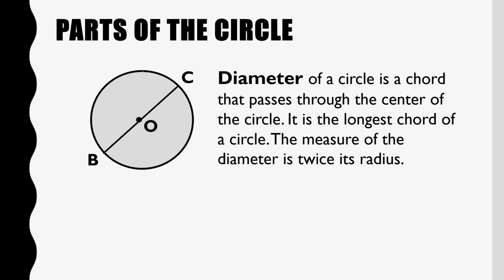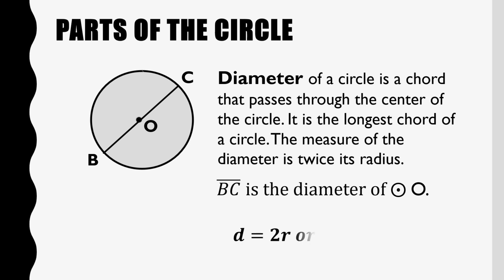The diameter of a circle is a chord that passes through the center of the circle. It is the longest chord of a circle. The measure of the diameter is twice its radius. Given this figure, line segment BC is the diameter of circle O. Since the measure of the diameter is twice its radius, we can represent that using D equals 2R, or R equals D over 2.